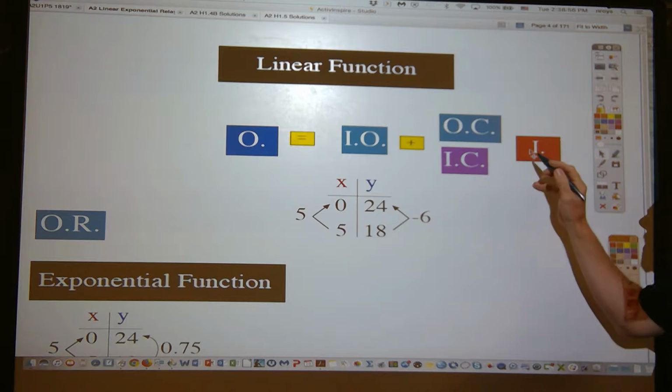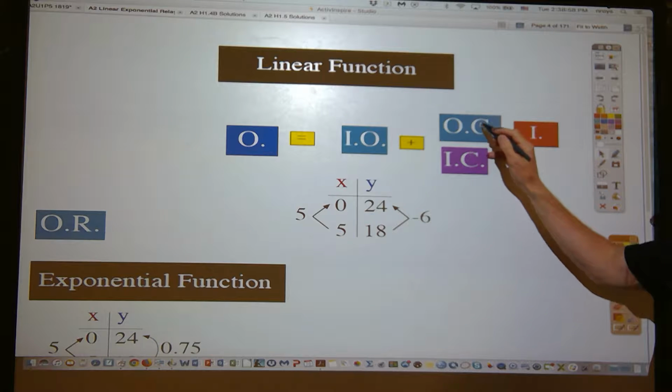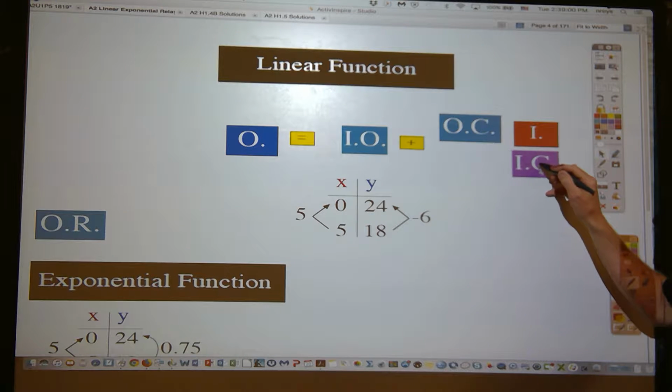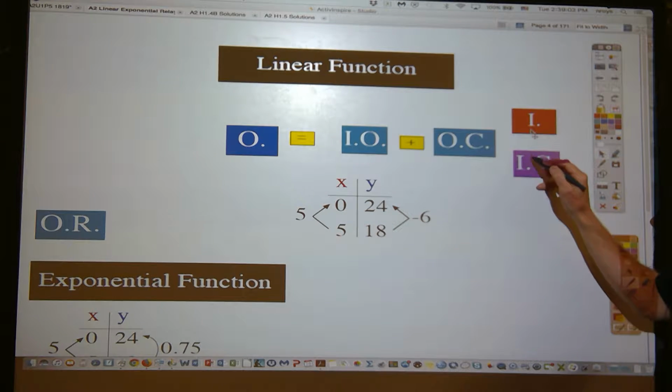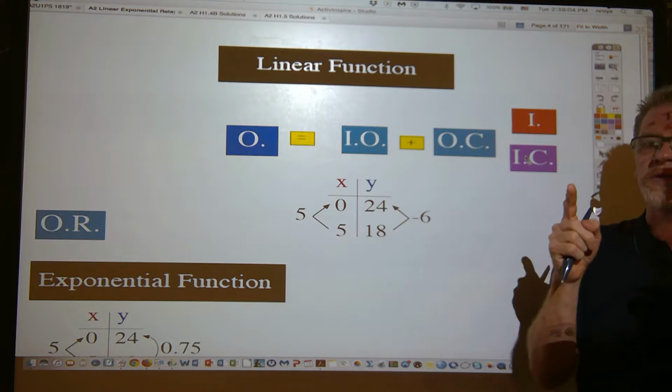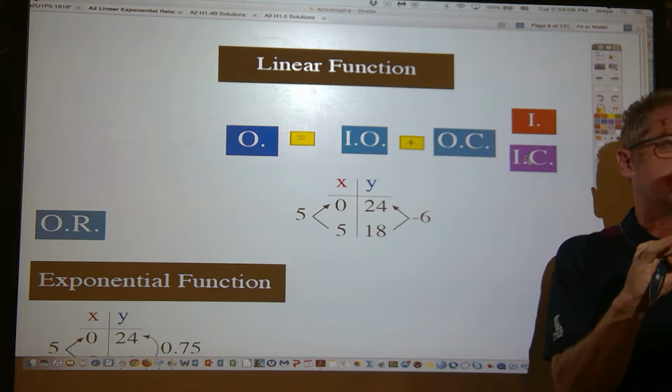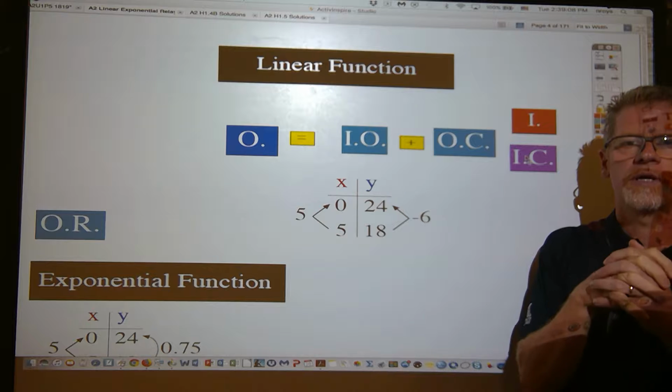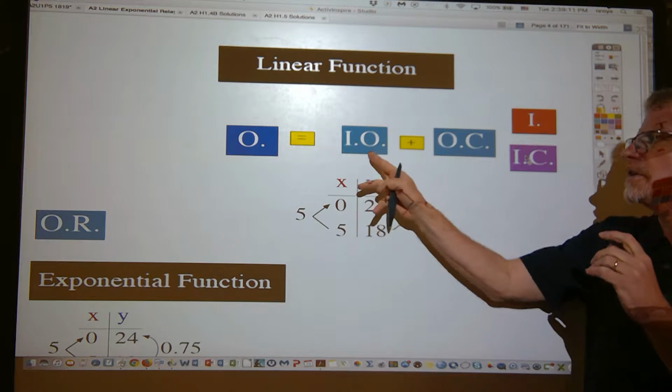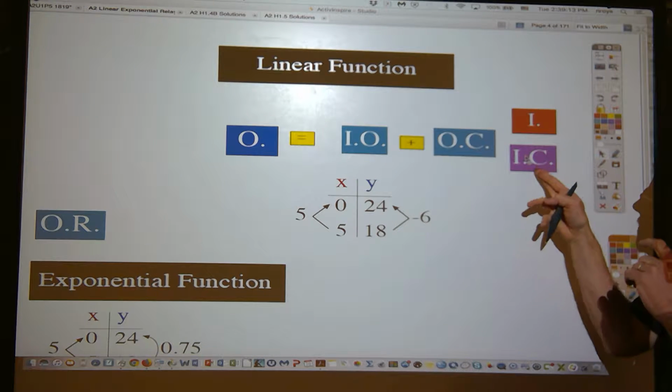But notice how I broke the slope up? Instead of rise over run, I'm putting the run over here so that I can later show how similar linear functions are to exponential functions. So, we start somewhere and we add something every so often.